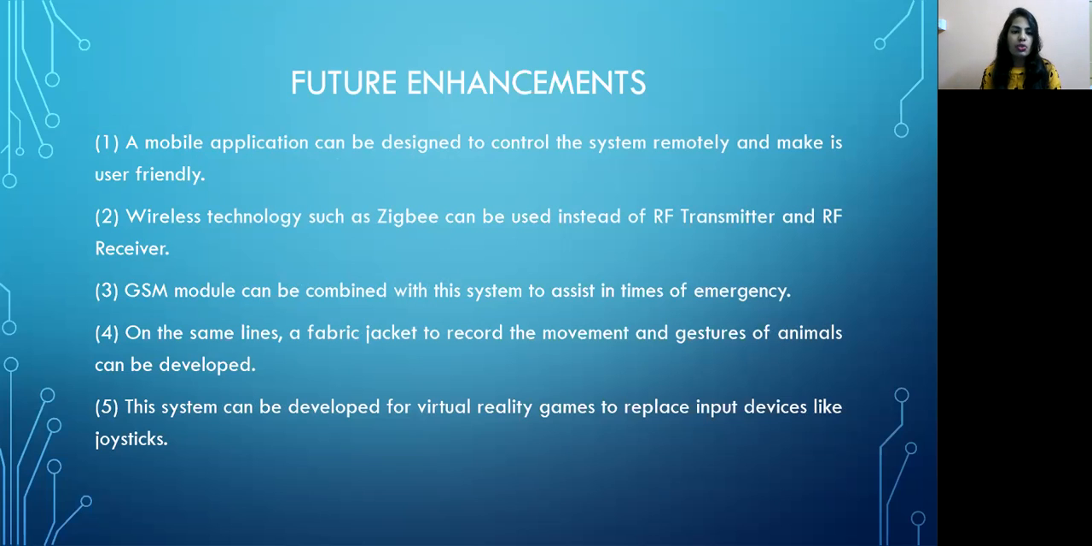We can also use a GSM module so that the disabled person can also send text messages to the recipient or the guardian caretaker in times of emergency. On the same lines, a fabric jacket can also be developed to suit animals or wild animals in the forest or a zoo. Also, the system can be implemented for virtual reality games and can replace input devices like joysticks.